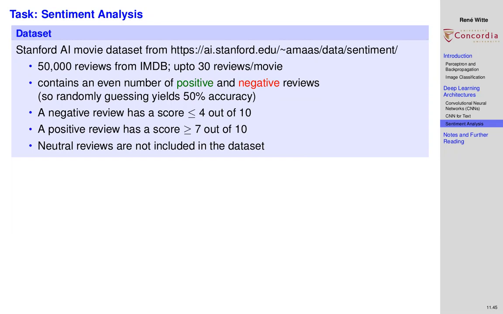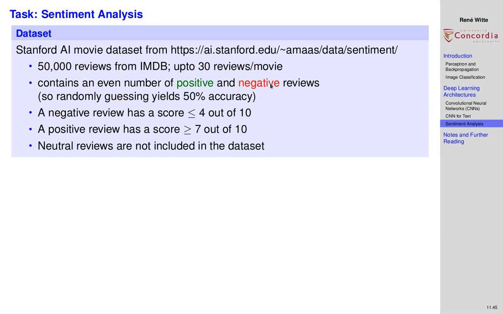So again, we need training data, and the data that we're going to use is a data set with movie reviews from IMDb. So there's one publicly available data set from Stanford. It has 50,000 reviews that were pulled from IMDb, and there are up to 30 different reviews per movie. The dataset has been constructed in a way that it has an even number of positive and negative reviews. So if you just build a classifier that does random guessing, then you get 50% accuracy on average.